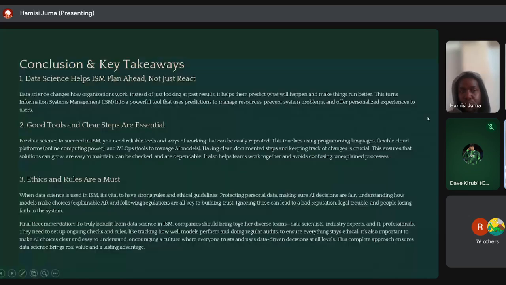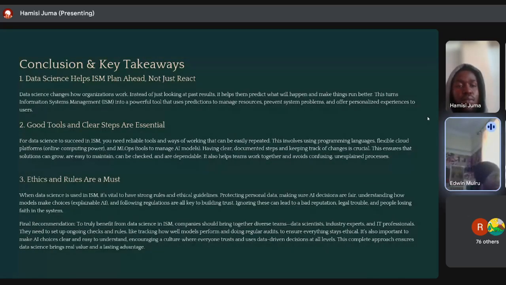I'll take you through the conclusion and the key takeaways. The first one is that data science helps information systems management plan ahead and not just react. So basically, data science changes how organizations work. Instead of just looking at past results, it helps them predict what will happen and make things run better.